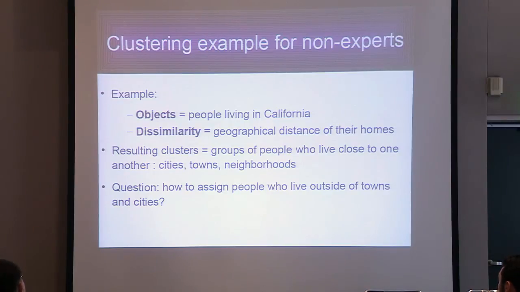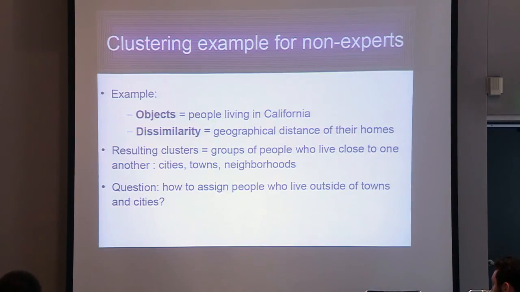Now if you have never heard of clustering, which I think most people have, but if you haven't, here is a very simple, hand-waving example. If you take the people living in the great state of California or in whatever state you're coming from, and you take as dissimilarity the geographical distance of their homes, what would you get as the resulting clusters? Well, you would get groups of people who live close to one another, which means you would probably get as clusters the cities, the towns, the neighborhoods, and so on.